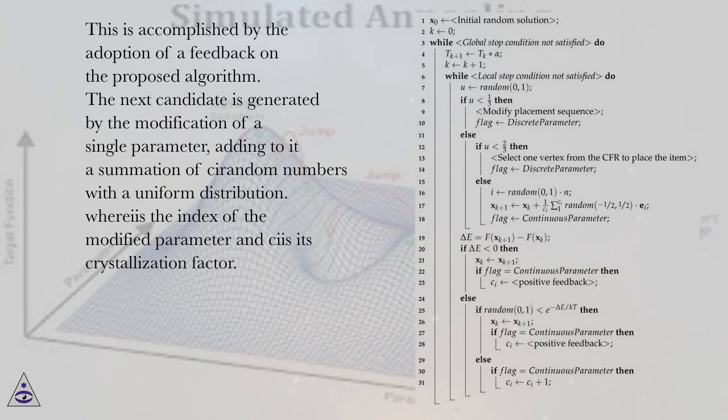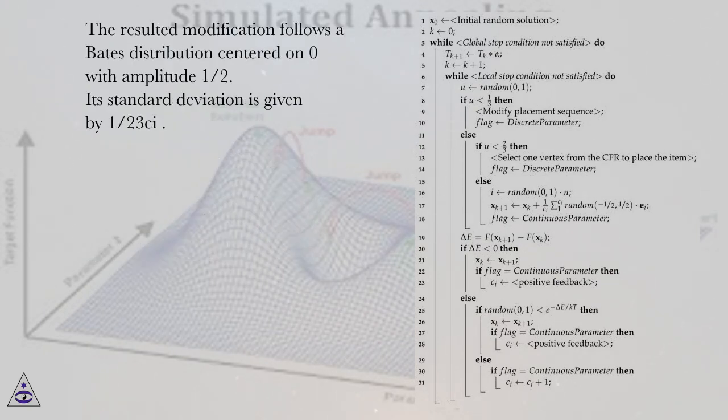The next candidate is generated by the modification of a single parameter, adding to it a summation of random numbers with a uniform distribution. Vary the index of the modified parameter and choose its crystallization factor c. The resulting modification follows a Bates distribution centered on 0 with amplitude half. Its standard deviation is given by 1/(2√(3c)).